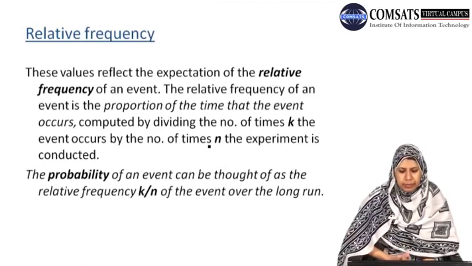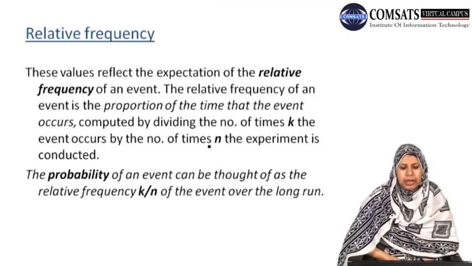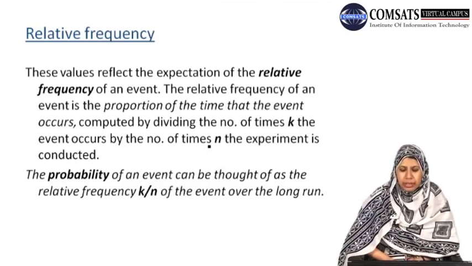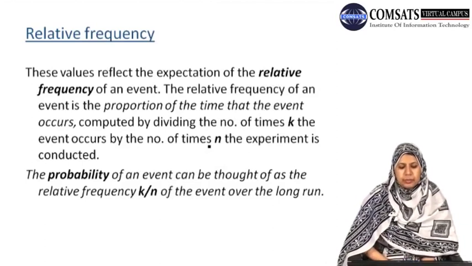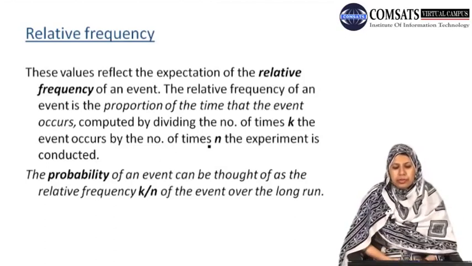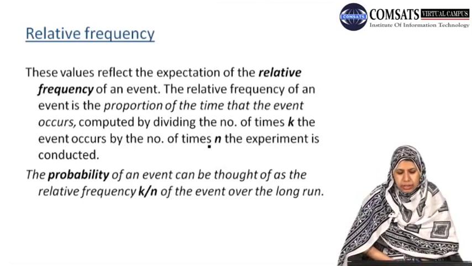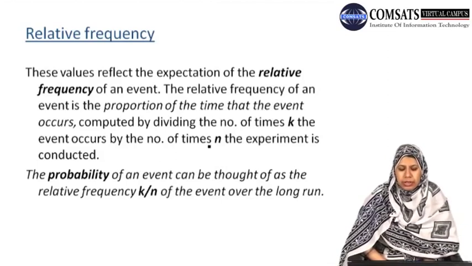Now these values k over n or 1/6 reflect the expectation of the relative frequency of an event. The relative frequency of an event is the proportion of the time that the event occurs, computed by dividing the number of times k the event occurs by the number of times n the experiment is conducted. And with the help of this relative frequency, we can define our term probability, considering the simple event only, that is, an event containing only one sample point.